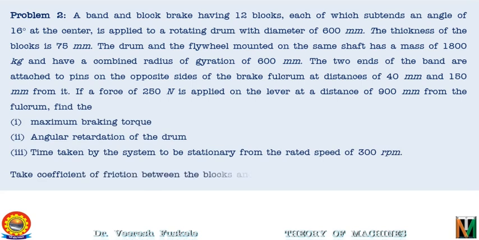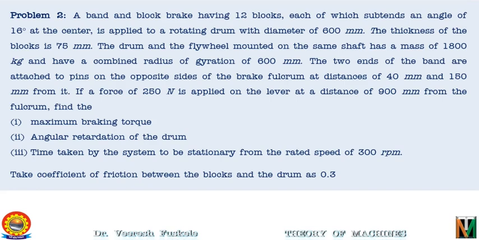The two ends of the band are attached to pins on the opposite sides of the brake fulcrum at distances of 40 mm and 150 mm from it. If a force of 250 Newton is applied on the lever at a distance of 900 mm from the fulcrum, find first the maximum braking torque, second the angular retardation of the drum, and third the time taken by the system to become stationary from the rated speed of 300 rpm. Take the coefficient of friction between the blocks and the drum as 0.3.